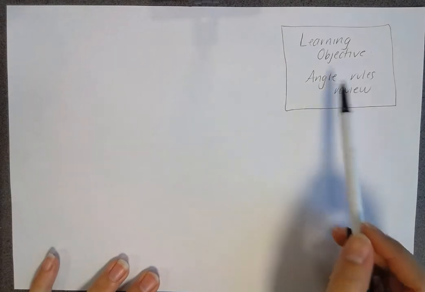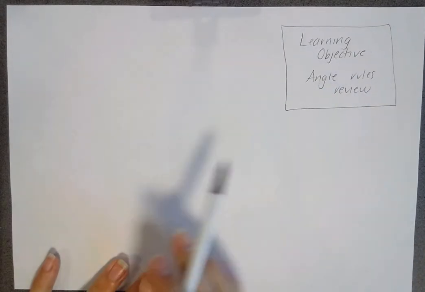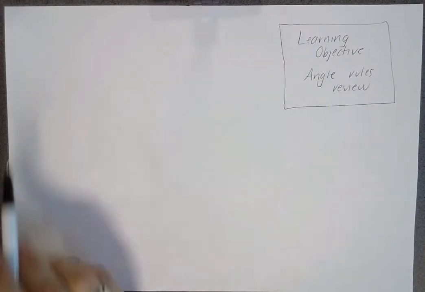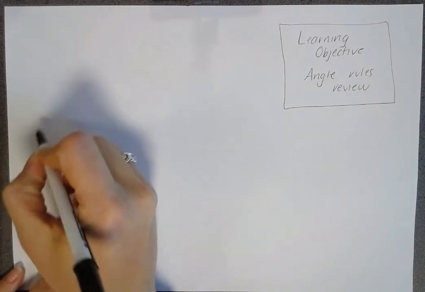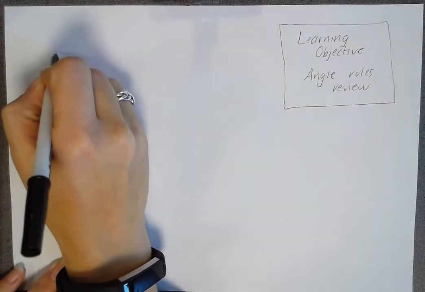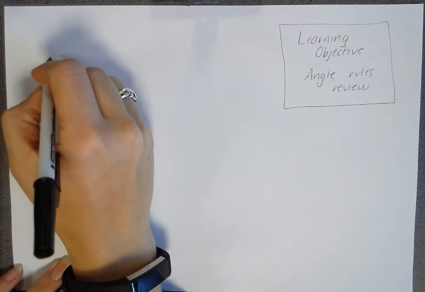In this video we are going to review some angle rules from previous geometry. These are things you would have seen in previous years. Alright, let's have a look. When we talk about geometry, we're talking about shapes and rules for angles and things like that.